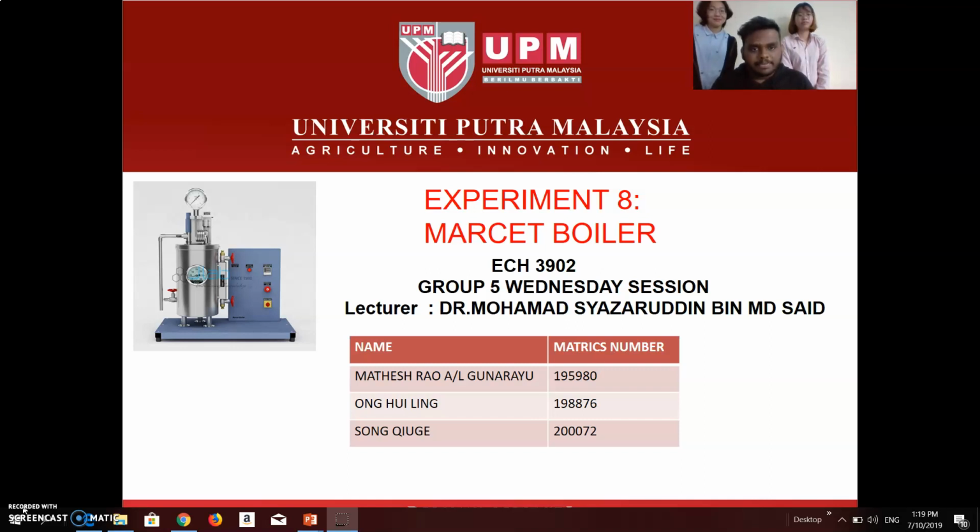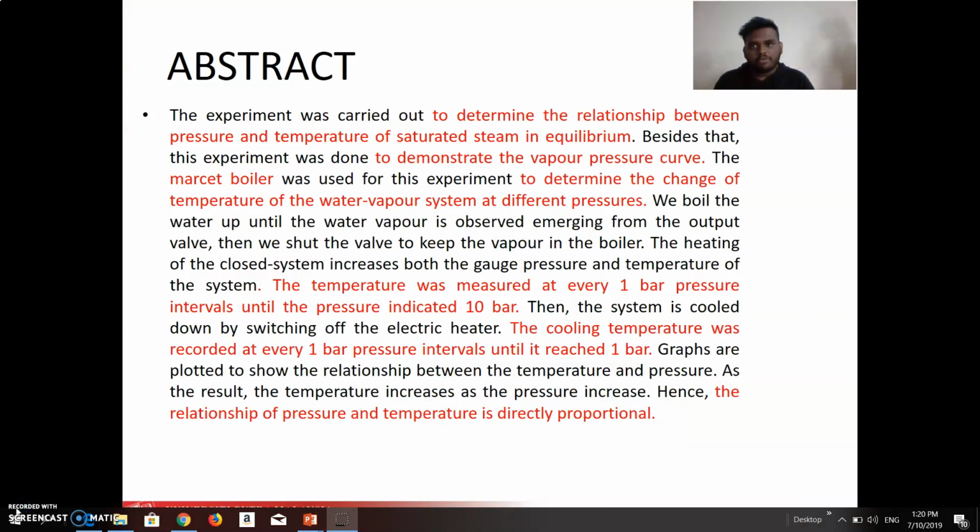We are going to present about Experiment 8, Marcet boiler. First of all, I would like to present the abstract. The experiment was carried out to determine the relationship between pressure and temperature of saturated steam in equilibrium and to demonstrate the vapor pressure curve as well.